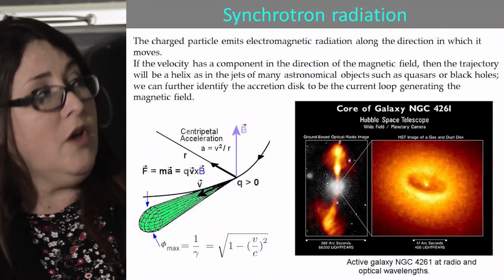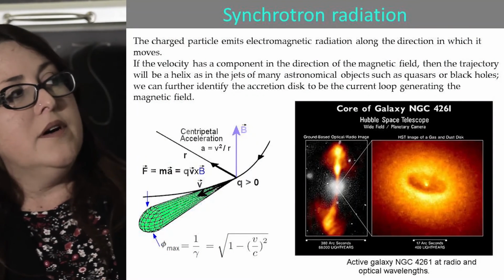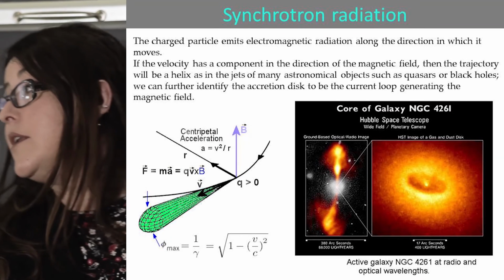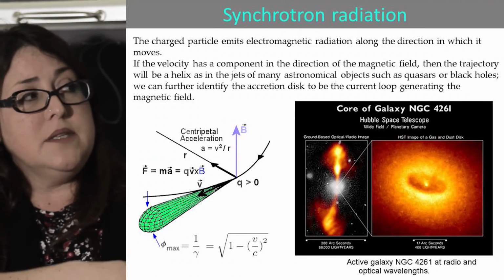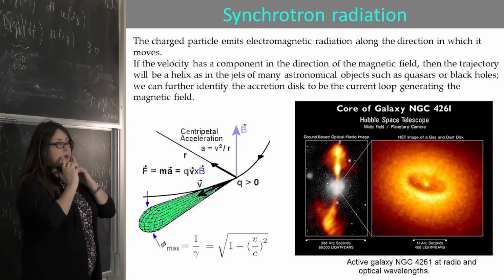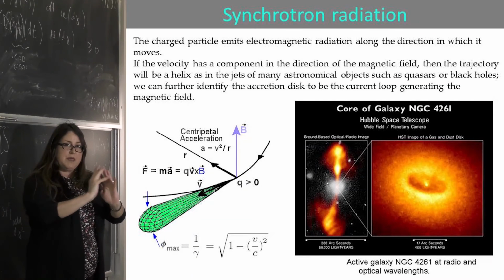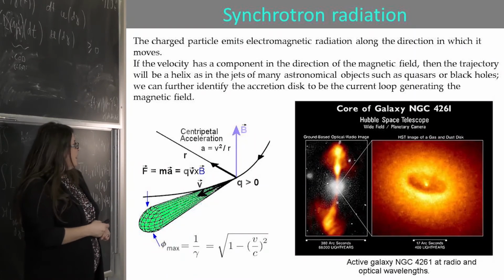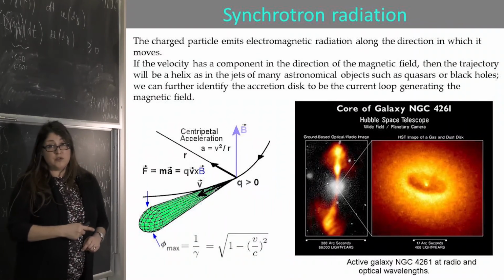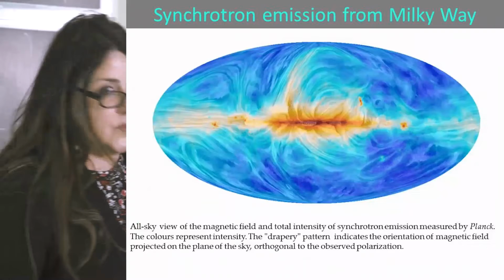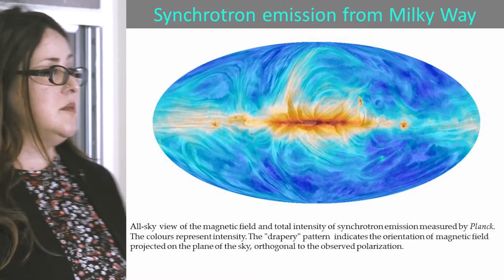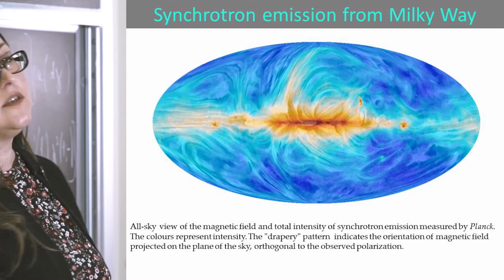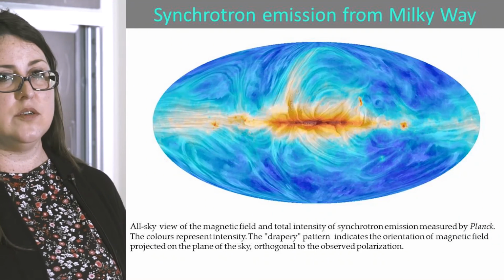So, for example, here you have a spiraling electric charge which is moving around the line of force of a magnetic field, and it is emitting exactly in this direction. So the emission is very beamed, and the aperture of this cone of emission is inversely proportional to the gamma factor. Also, our own galaxy, the Milky Way, is emitting synchrotron radiation because we have a magnetic field in which electric charge moves.